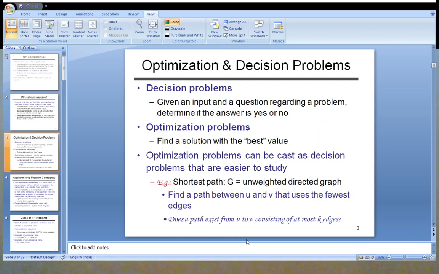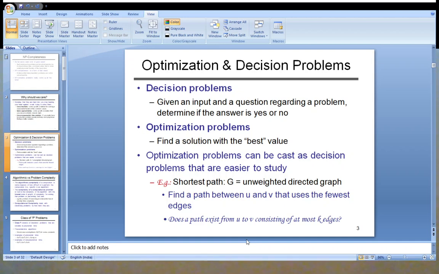Which kinds of problems come under the criteria of NP complete problems? There are problems that are called decision problems and optimization problems. Decision problems are problems where, given an input and a question or statement, you determine whether the answer is yes or no.